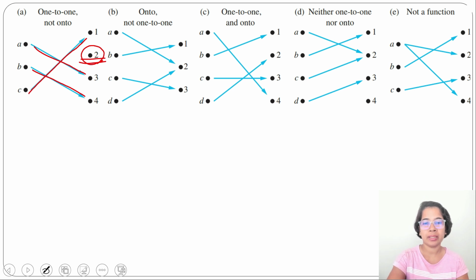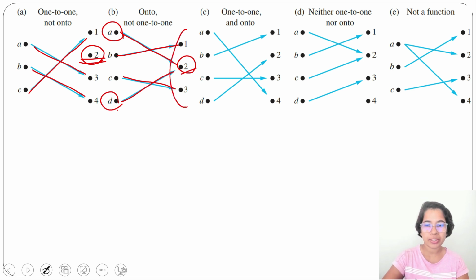Next, option B. Here A maps to 2, B maps to 1, C maps to 3, D maps to 2. As A and D both map to 2, it is not one-to-one. A and D are different, but they are mapped to the same element, 2. So it is not one-to-one, but it's onto, as all elements of the codomain are the image of some element of the domain. Like 1, 2, 3, all are images, so it is onto but not one-to-one, as A and D both map to 2.